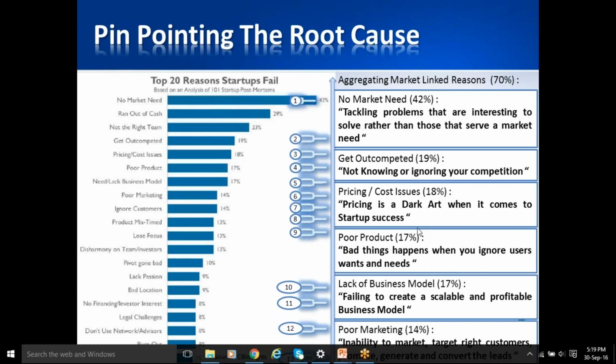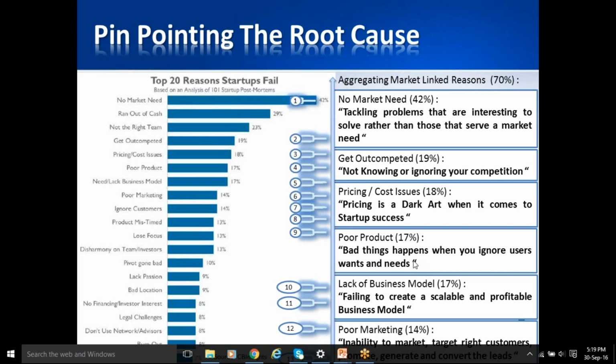So if you have not done the homework properly on the pricing side, then probably it may be a reason for failure. To our product, of course, we mostly focus on the product side, but still sometimes the market feedback may not be properly incorporated into product development. The market feedback and the voice of customer need to be properly captured and incorporated in product. So lack of business model is another major reason.